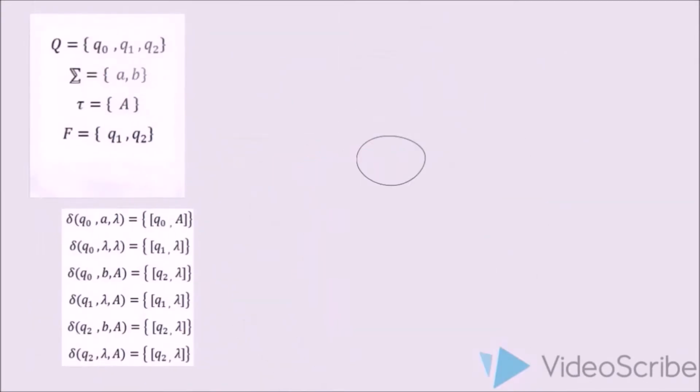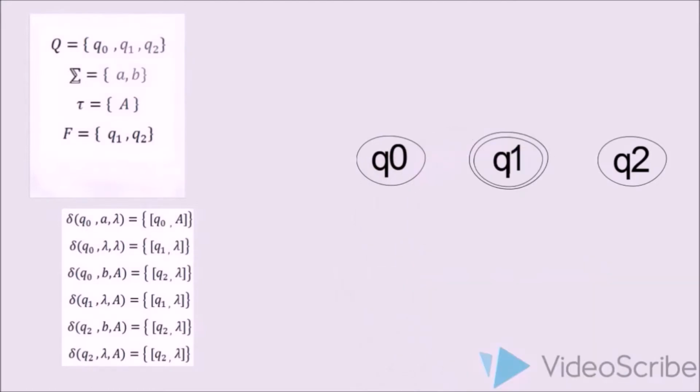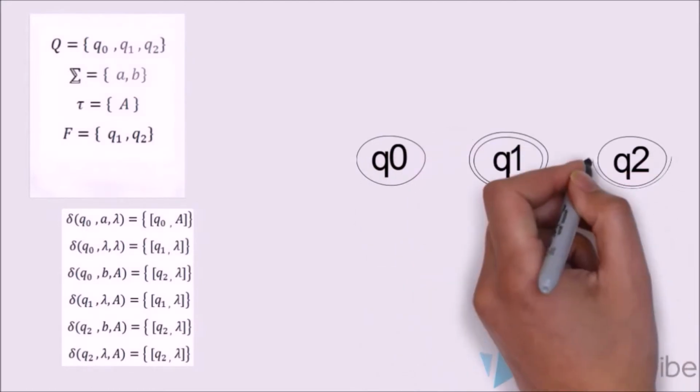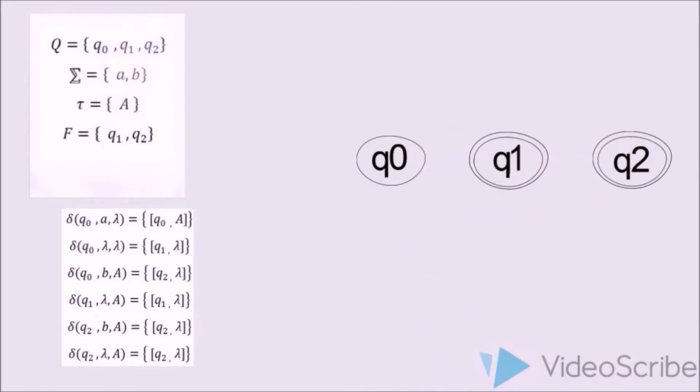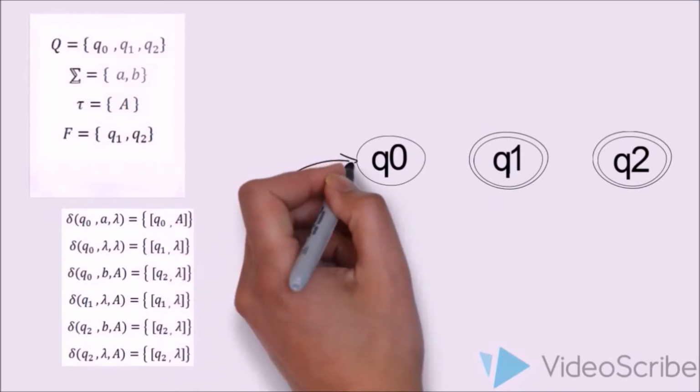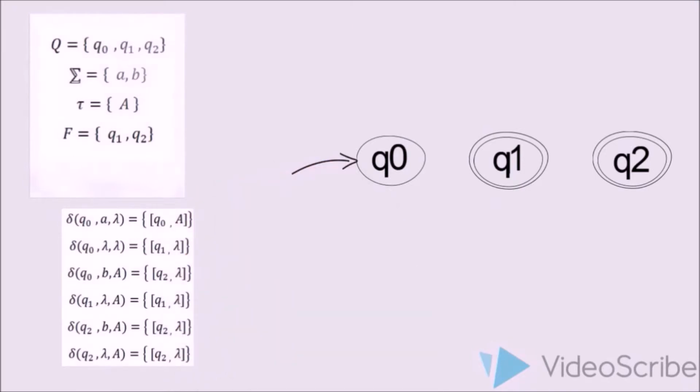First, draw the Q0 state in a circle. Next, Q1 and Q2. Remember, our state is always put in a circle. Since our final states are Q1 and Q2, we have to circle them again. Finals always have to be circled. Our Q0 is always the starting point, so draw an arrow to it.